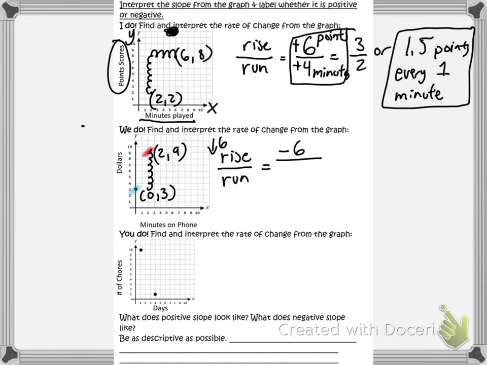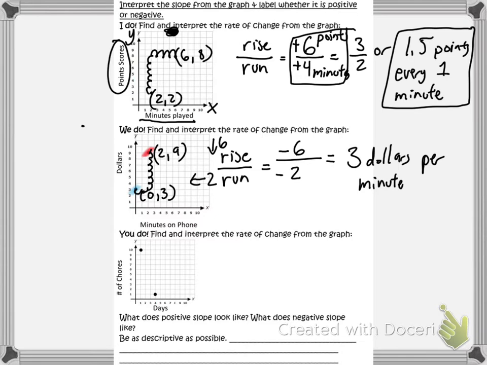And then I'm running 1, 2, I'm running 2 to the left. So 2 to the left, but that's going to be negative because according to my coordinate plane, going to the left is a negative direction. This simplifies out to 6 over 2, which will give me 3. But again, the question is 3 what, right? So this is going to be $3 per minute.